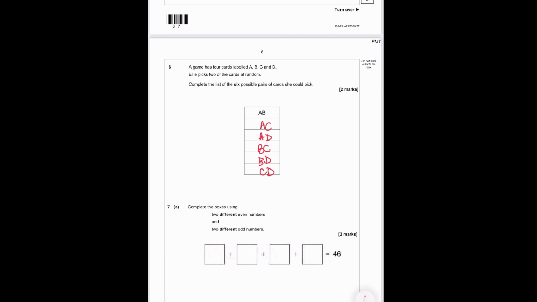Complete the box using 2 different even numbers and 2 different odd numbers. So if I had, for example, 2 add 4 would be 6, add 21, add 19 would be 46. But you could have any different options. As long as they're different, 2 are even and 2 are odd.